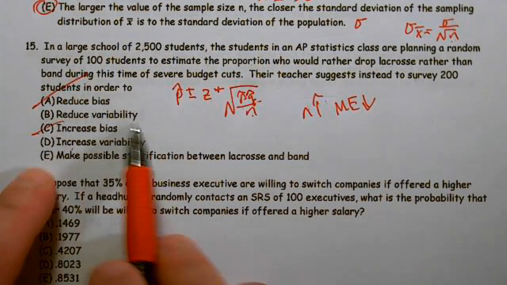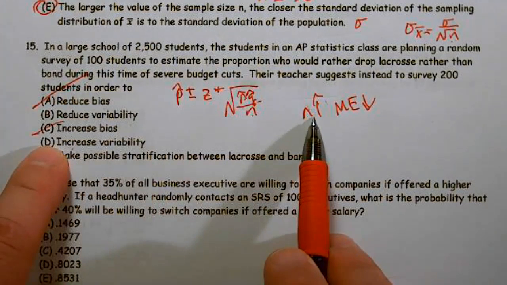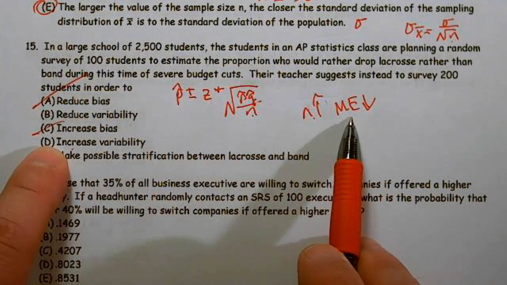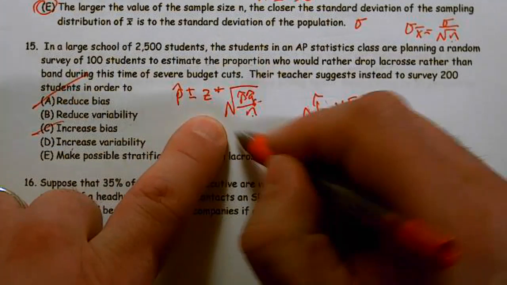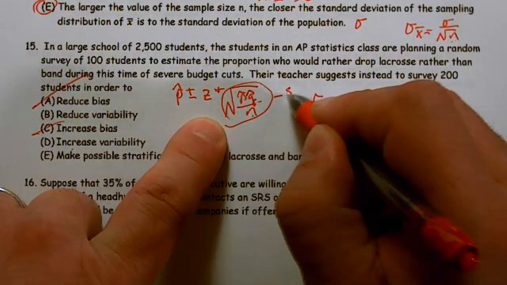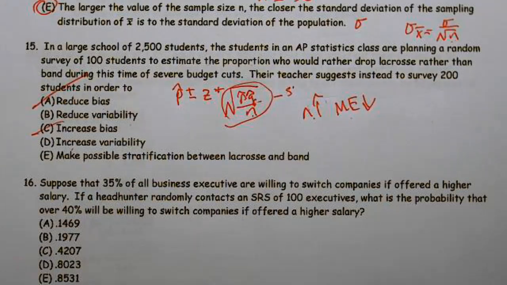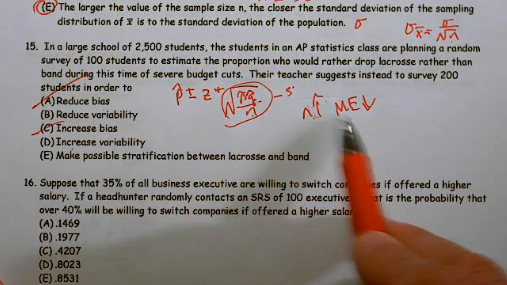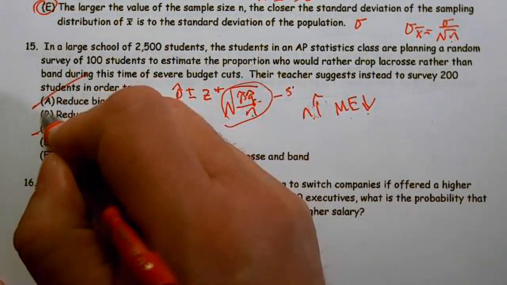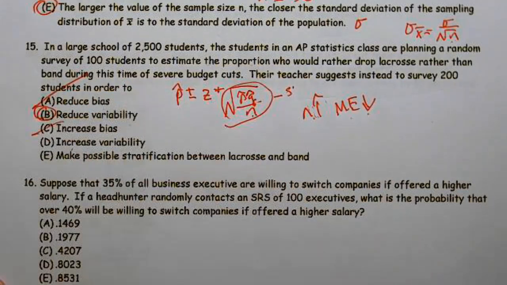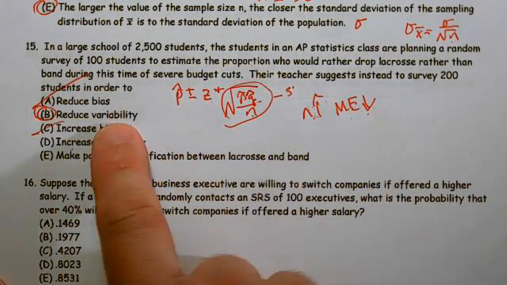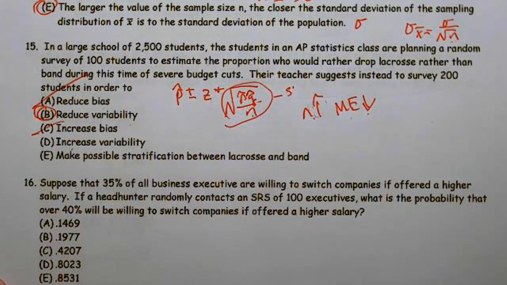All right. Now, as n goes up, my margin of error goes down. And this part right here is actually known as my standard error. An error generally refers to variability. So as n goes up, my variability goes down. All right. My margin of error goes down, so my variability is going down.